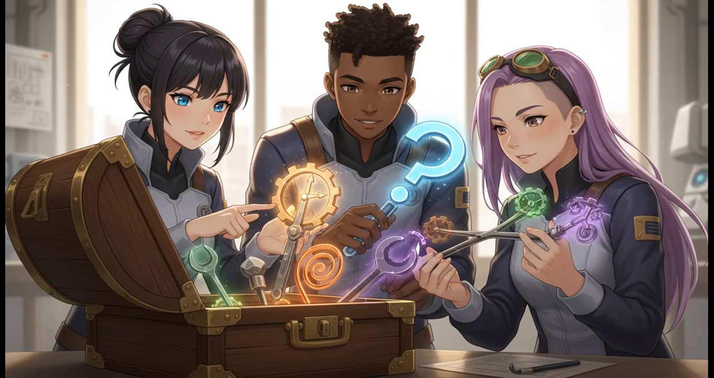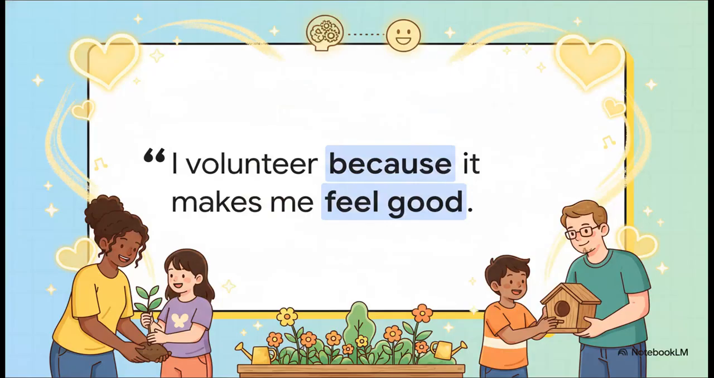And these words, these are your secret signals. Your cheat sheet. When you see words like because, if, after, or when, it is a dead giveaway that the sentence is about to give you an explanation about, well, the why or the when. Here we go, a perfect example. The main idea is simple. I volunteer. Okay, great, but why? The adverbial clause spells it out for us: because it makes me feel good. See how it adds that crucial layer of meaning and motivation?